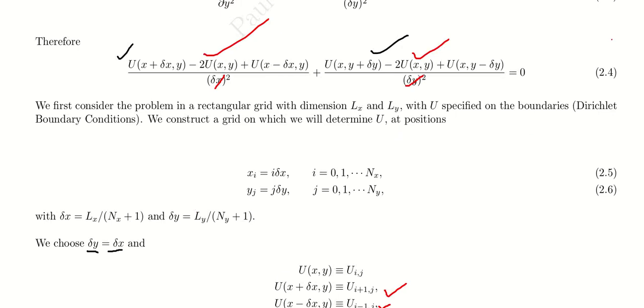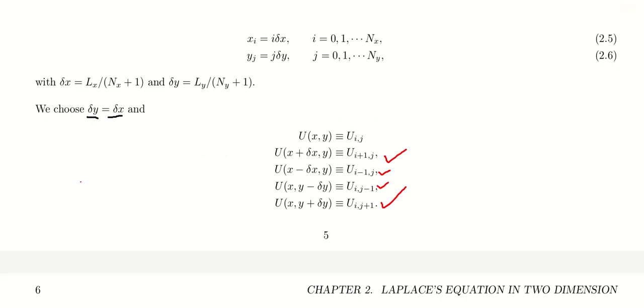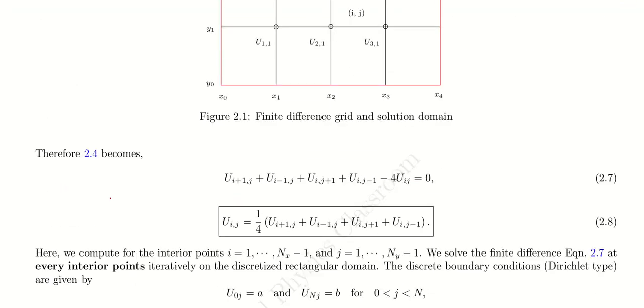Therefore our finite difference form will be cast as ui plus 1, j plus ui minus 1, j plus ui, j plus 1 plus ui, j minus 1 minus 4 uij equals 0. And this is our main equation. Uij equals 1/4 of ui plus 1, j plus ui minus 1, j plus ui, j plus 1 plus ui, j minus 1.